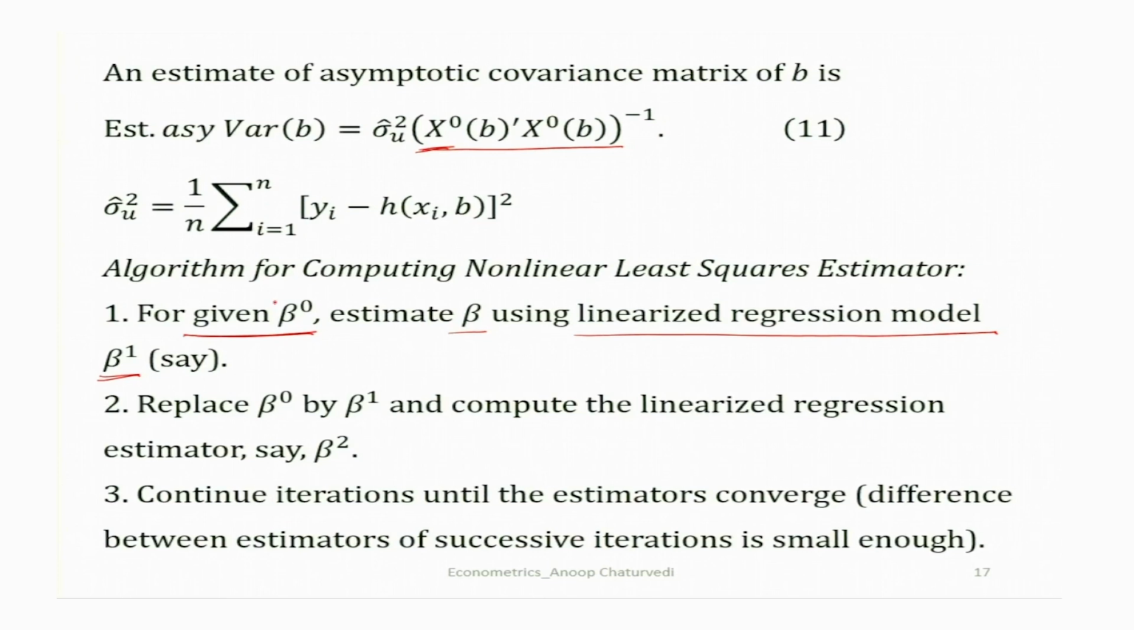Now, we replace this initial value beta naught by beta 1. Again we compute the linearized regression estimator. So, again we repeat the procedure, we obtain x naught, y naught, etcetera, and then we estimate beta, and suppose you get the estimator beta 2. Then we continue these iterations. So, we replace beta 1 by beta 2, again we obtain the estimator by using the linearized regression model, and so on. So, we continue iterations until the estimators converge, that is, the difference between estimators of successive iterations is small enough, and once the estimators converge, then we stop, and then we get the OLS estimator.